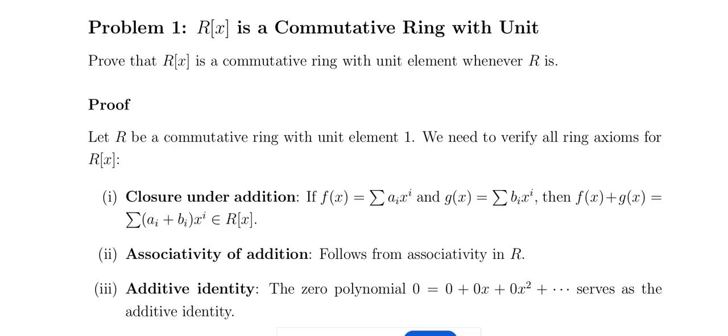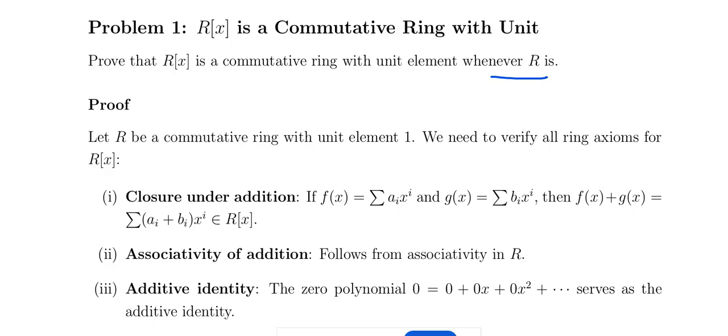The first problem: R[x] is a commutative ring with unit whenever R is a commutative ring with unit. So, let R be a commutative ring with unit element. Now R[x] is obviously a commutative ring with the unit element.